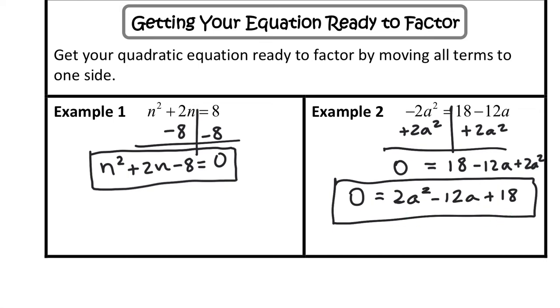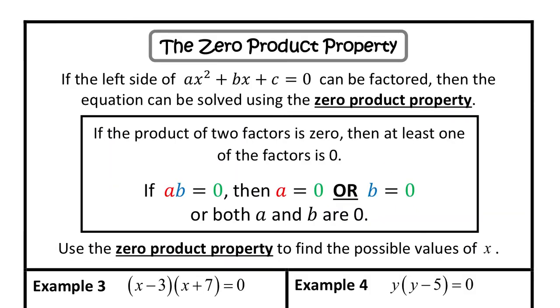Okay, so I'm done with these two examples. Let's go over to the next part. The next part is called the zero product property. Product means multiplication. Okay, just keep that in mind. Product means multiplication.